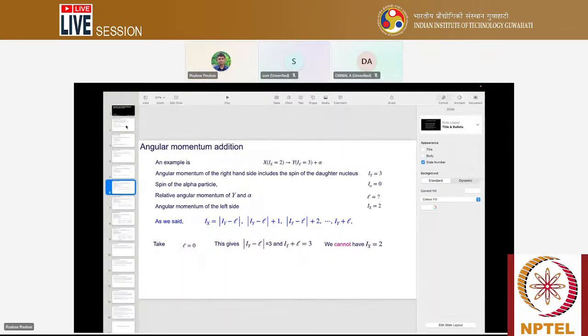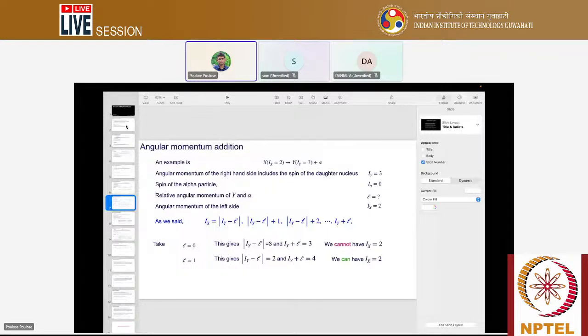That's what we do. So L equal to 0, if you consider Iy minus L is equal to 3, Iy plus L equal to 3. There is only one value which is allowed when Iy equal to 3 is combined with L equal to 0. But that's not equal to 2. On the other hand, we are given that Ix equal to 2. That's given, or that is experimentally measured, say, in this example. So this cannot be a possibility. So we can rule out L equal to 0 as a possibility in this case.